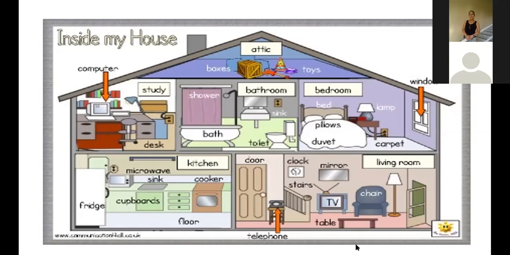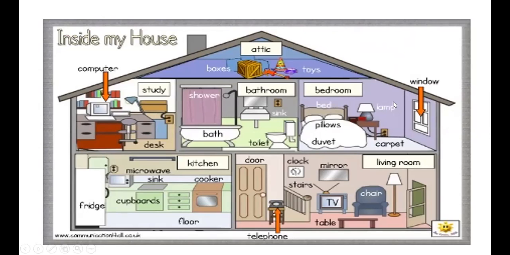Now we are going to talk about the inside of my house. Vamos a hablar acerca del interior, ¿verdad? We were describing the external part. Estuvimos describiendo la parte externa, but now we are going to talk about inside my house. Inside my house, I have an attic. I may have a study. I may have a shower, a bathroom, a bedroom, a kitchen, and a living room.